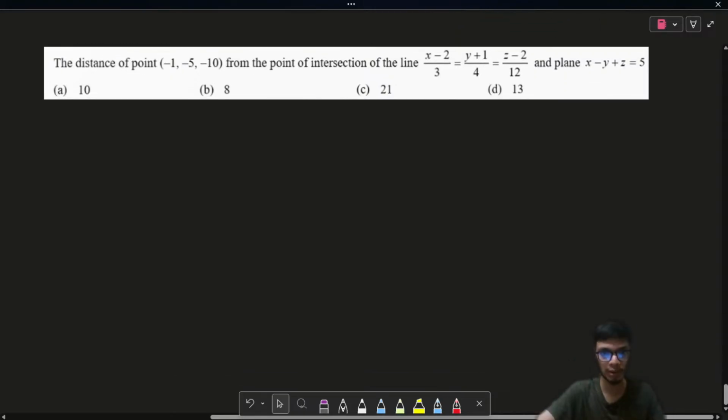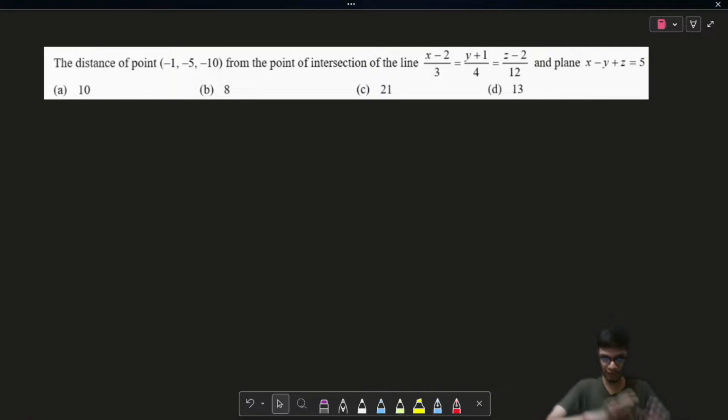This problem asks you to find the distance of a point, given as minus 1, minus 5, minus 10, from the point of intersection of the line and the plane, right? So to find the distance, first you have to find the other point by solving for the intersection of the line and the plane. It's a very straightforward problem, and I want all of you to try it.